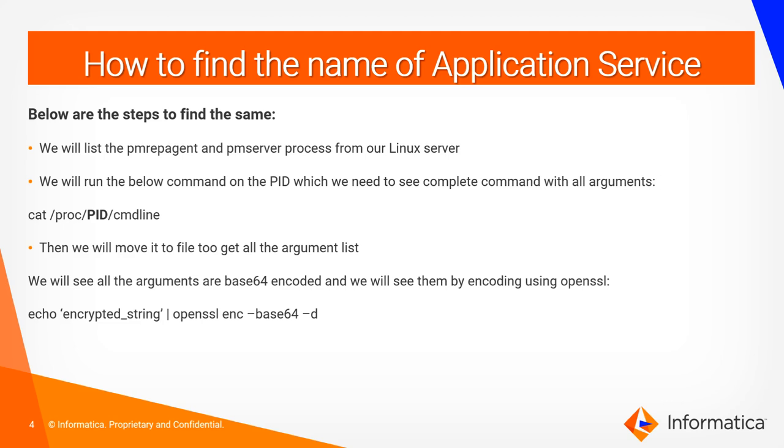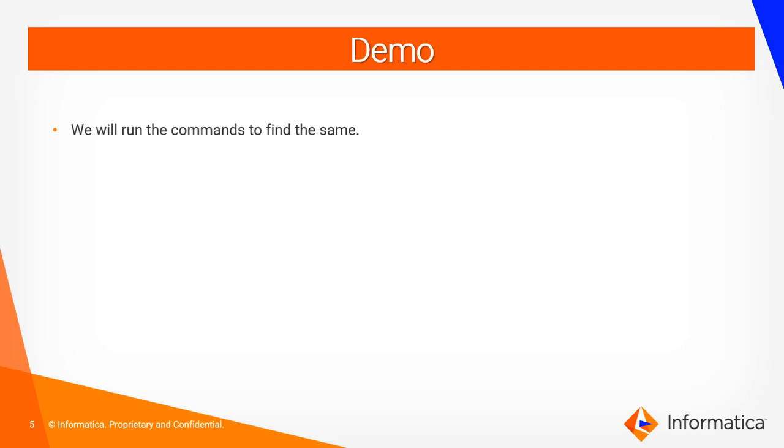First of all, we'll list the processes like PM Represent, PM Server, and other application processes on our Linux server. Then we will run the command we have given along with the PID of that particular process. Then we'll see the arguments of the output of this command using the command we have listed below. We'll use OpenSSL to decode this value. Now we'll proceed to the demo session of the same.